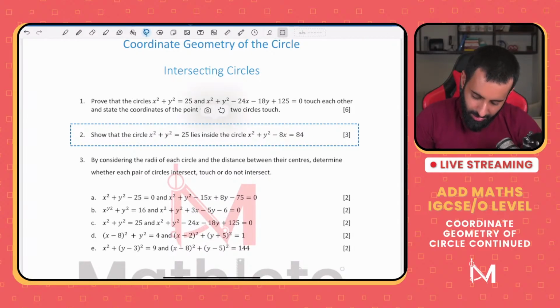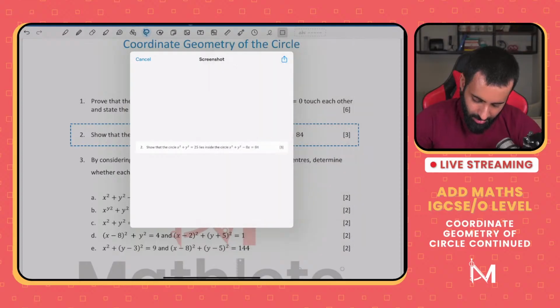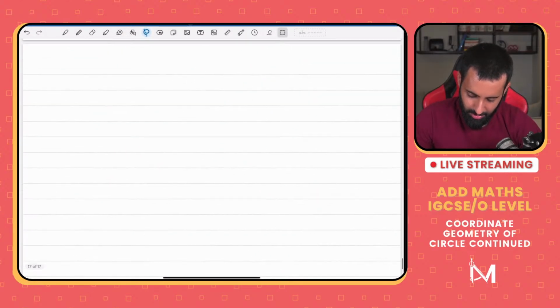Show that the circle x squared plus y squared equals 25 lies inside the circle x squared plus y squared minus 8x equals 84.